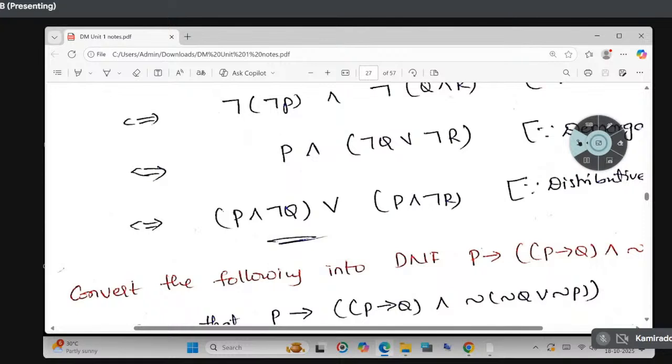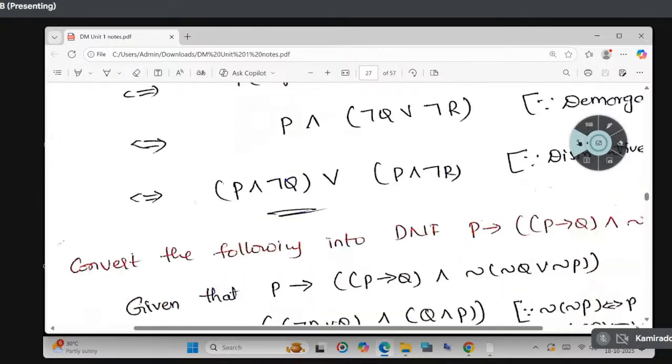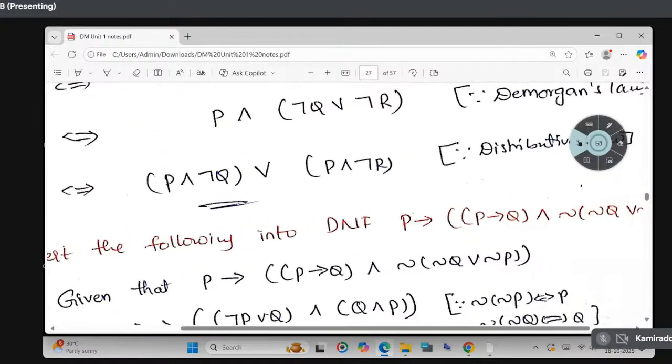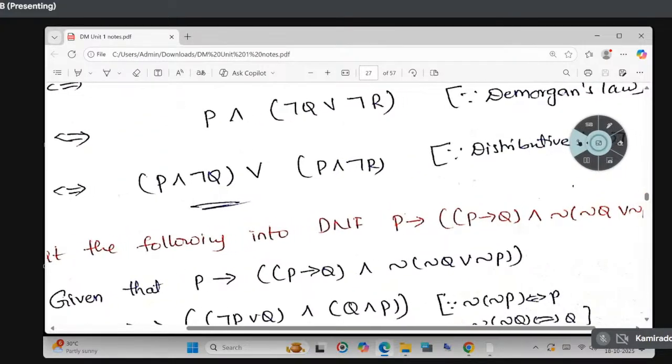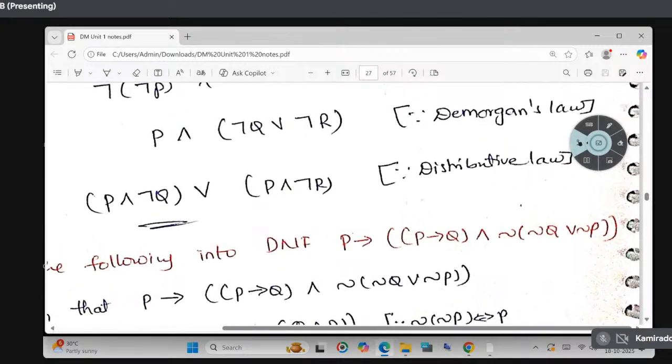Okay. So here we are applying De Morgan's law. Here we are applying distributive law. So here applying negation, that is double negation. Right, Rama?